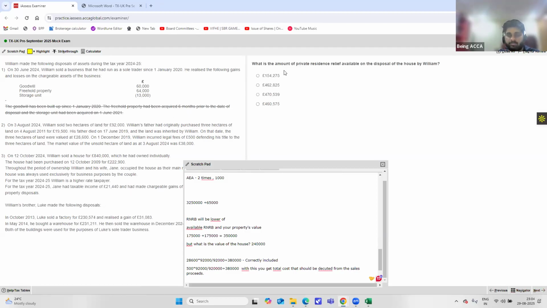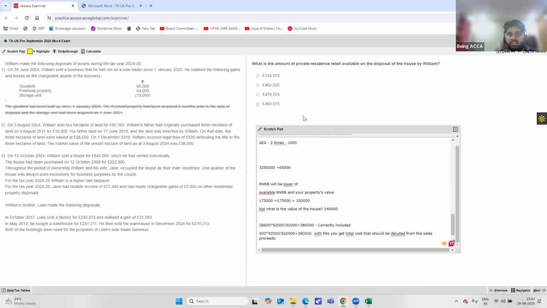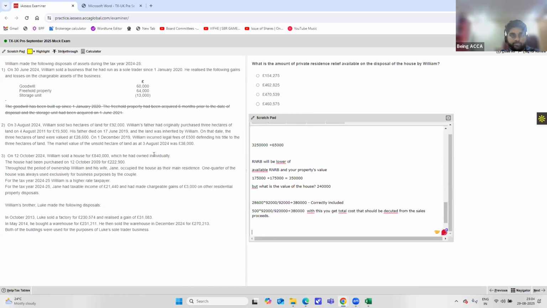Let's go to the next question. What is the amount of private residence relief available on the disposal of the house by Williams? Again, as straightforward as it can be. Private residence relief, on what will it be available? Will it be available on the cost or will it be available on the gain? On the gain. Now we can see the house has been purchased for 222,900, but they sold it for 840,000. So it will be 840,000 minus 222,900 that will give you your gain.